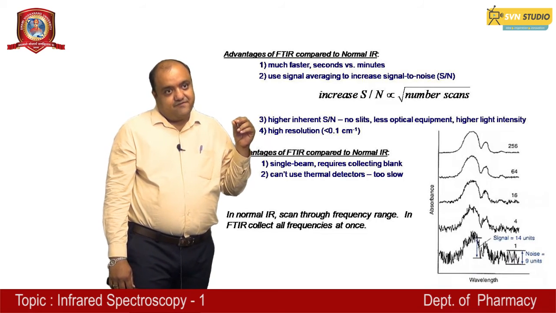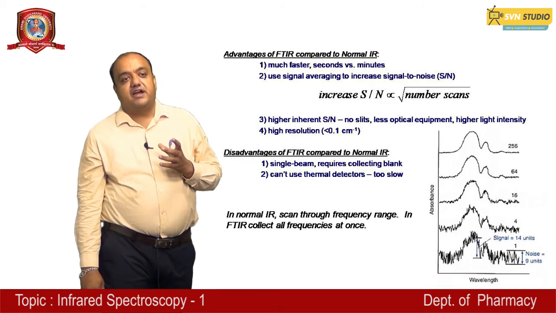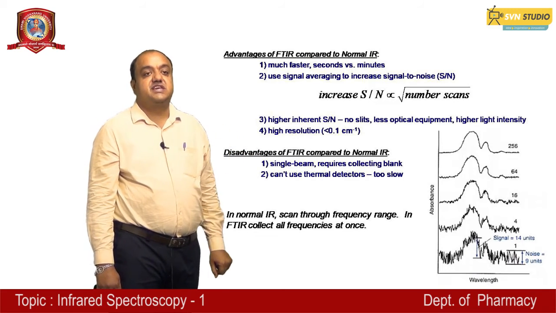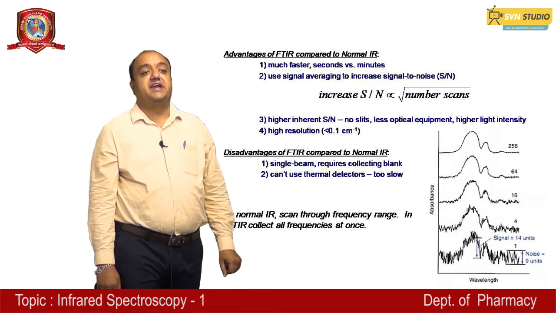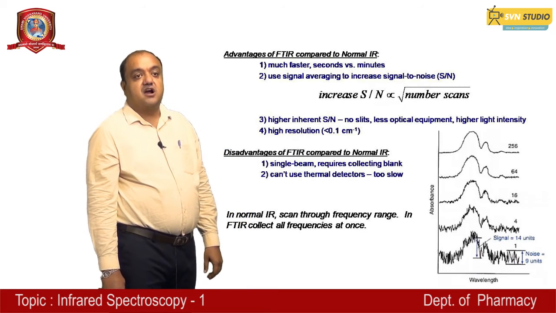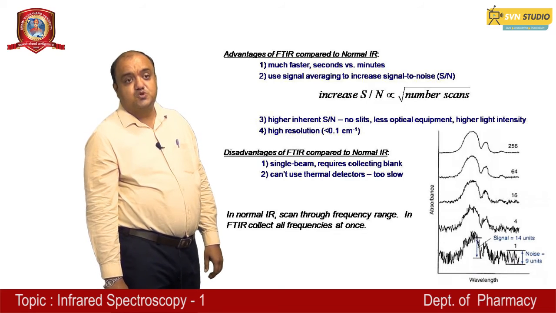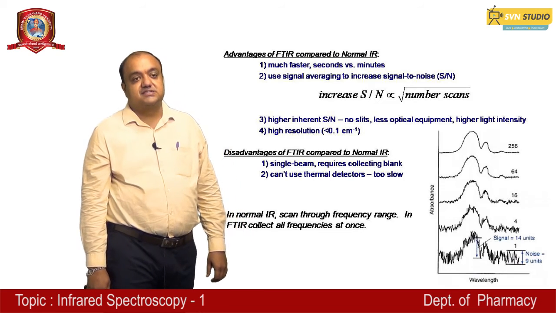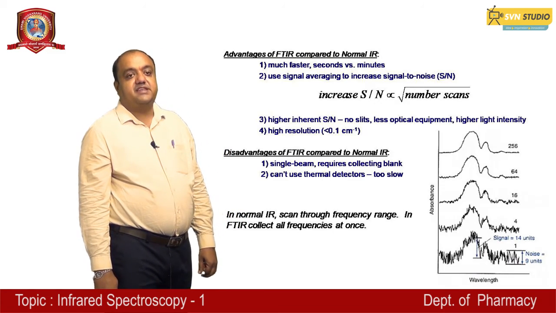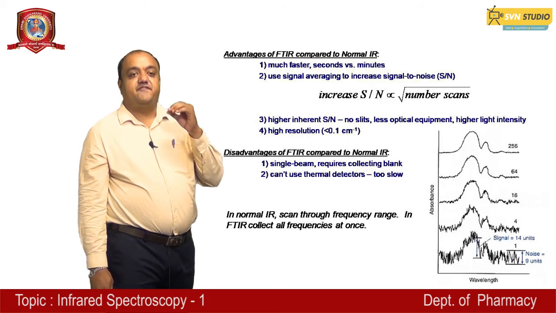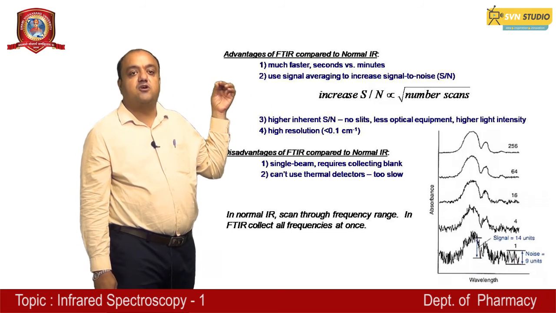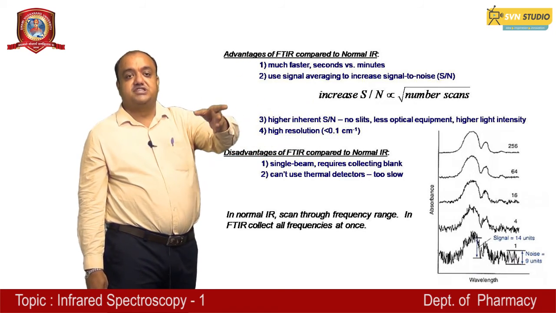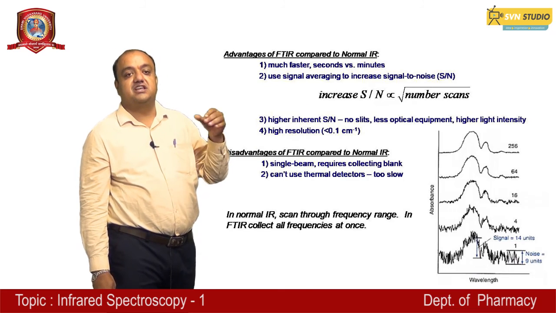And what are the disadvantages of FTIR compared to normal IR? The two main disadvantages I mentioned in this lecture. First one is that it is single beam, which requires collecting a blank, and the other is that you can't use thermal detectors, which are too slow. In normal IR you scan through frequency ranges, and FTIR collects all frequencies at once. The graph shows the wavelength and the absorbance of the compound, with 256, 64 and 1 scans, and the last one shows the noise created, which is 9 units. Our signal is 14 units.